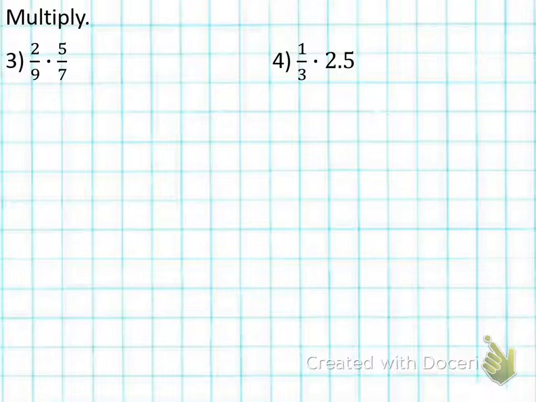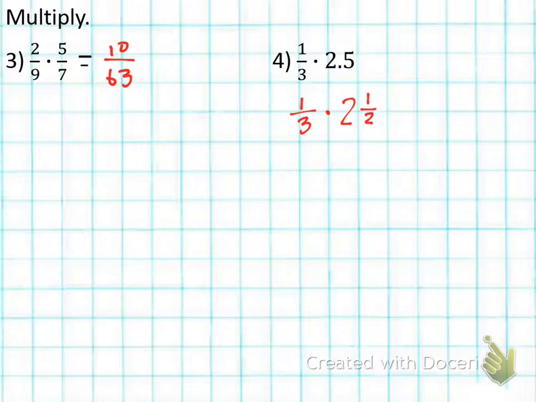Okay, so 2 times 5 was 10, and 9 times 7 was 63. So number 4, 1/3 times 2.5. 2.5 is really what fraction? 2 1/2, right? So would you all agree that it's like this? Yes. How do we convert 2 1/2 into an improper fraction?